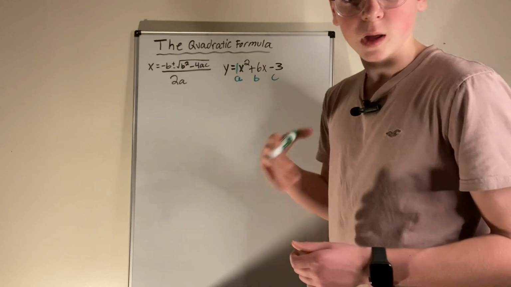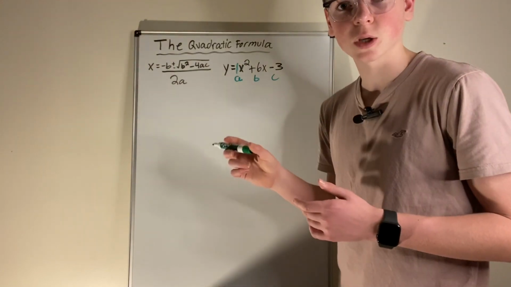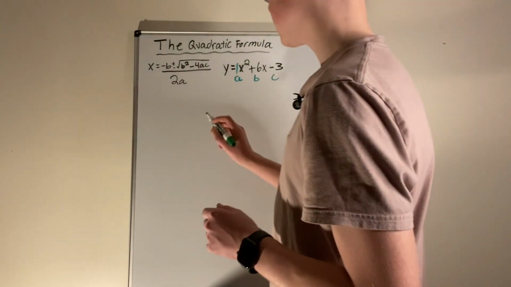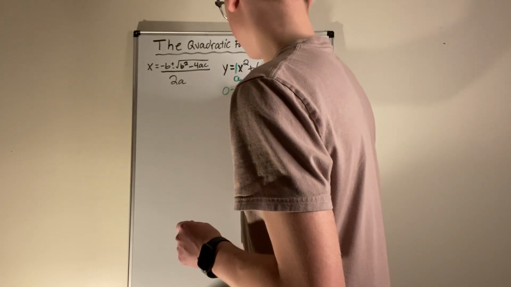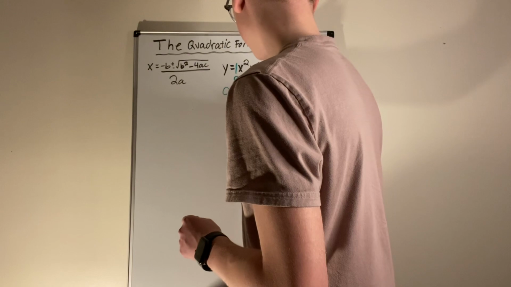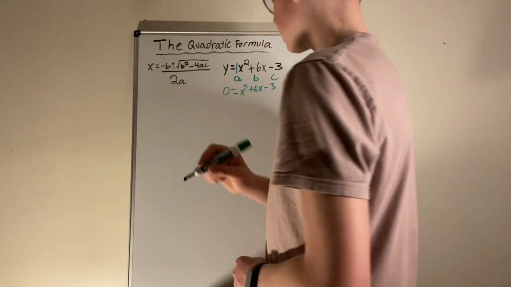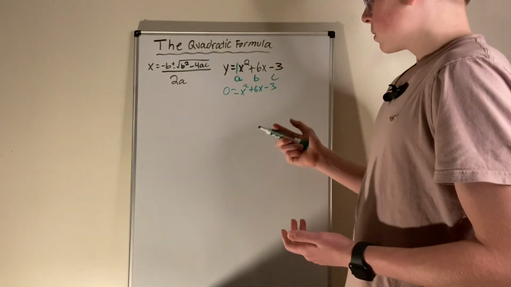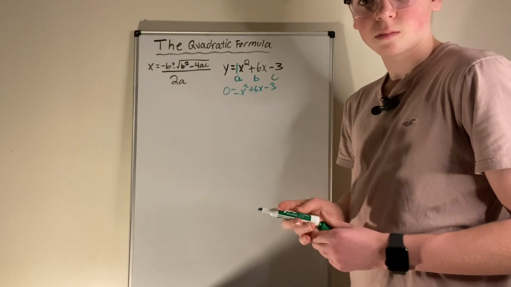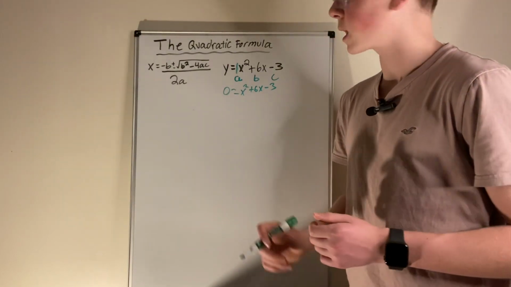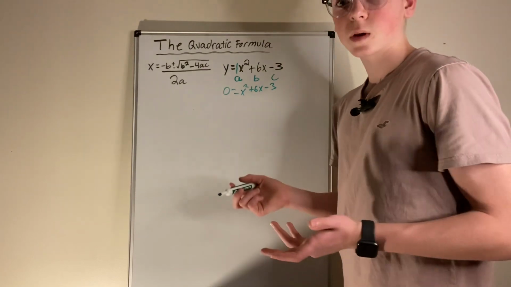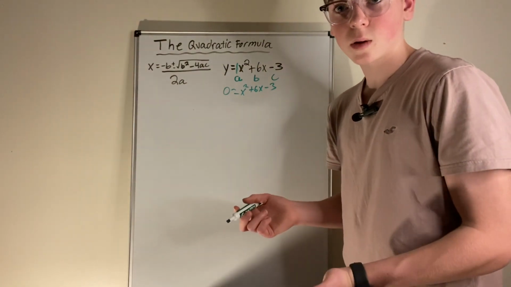So this is used with quadratic equations, just to get that straight. So if we say 0 equals x squared plus 6x minus 3, what do we do, right? You can't factor that. So we're going to throw it in this quadratic formula here. Or you could complete the square, but I'm showing the quadratic formula.